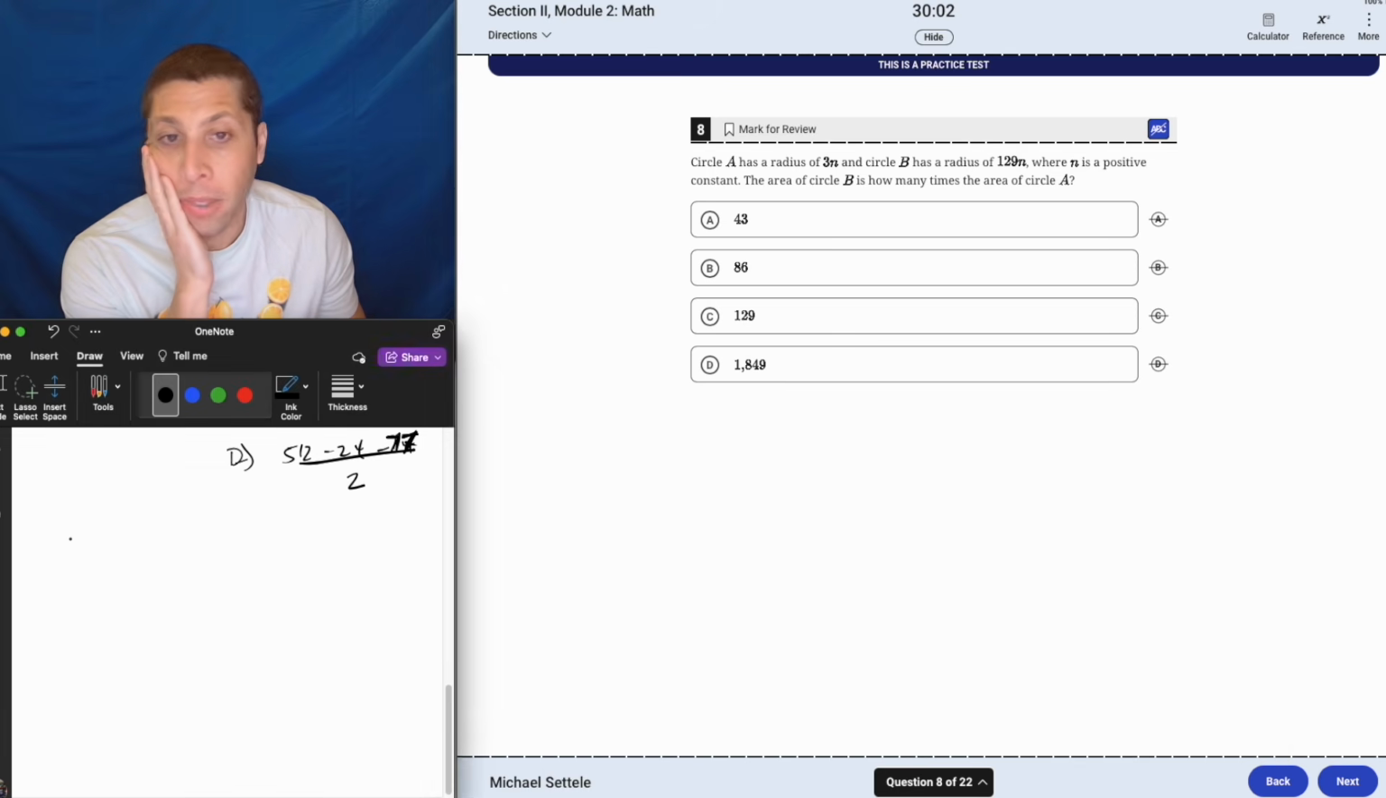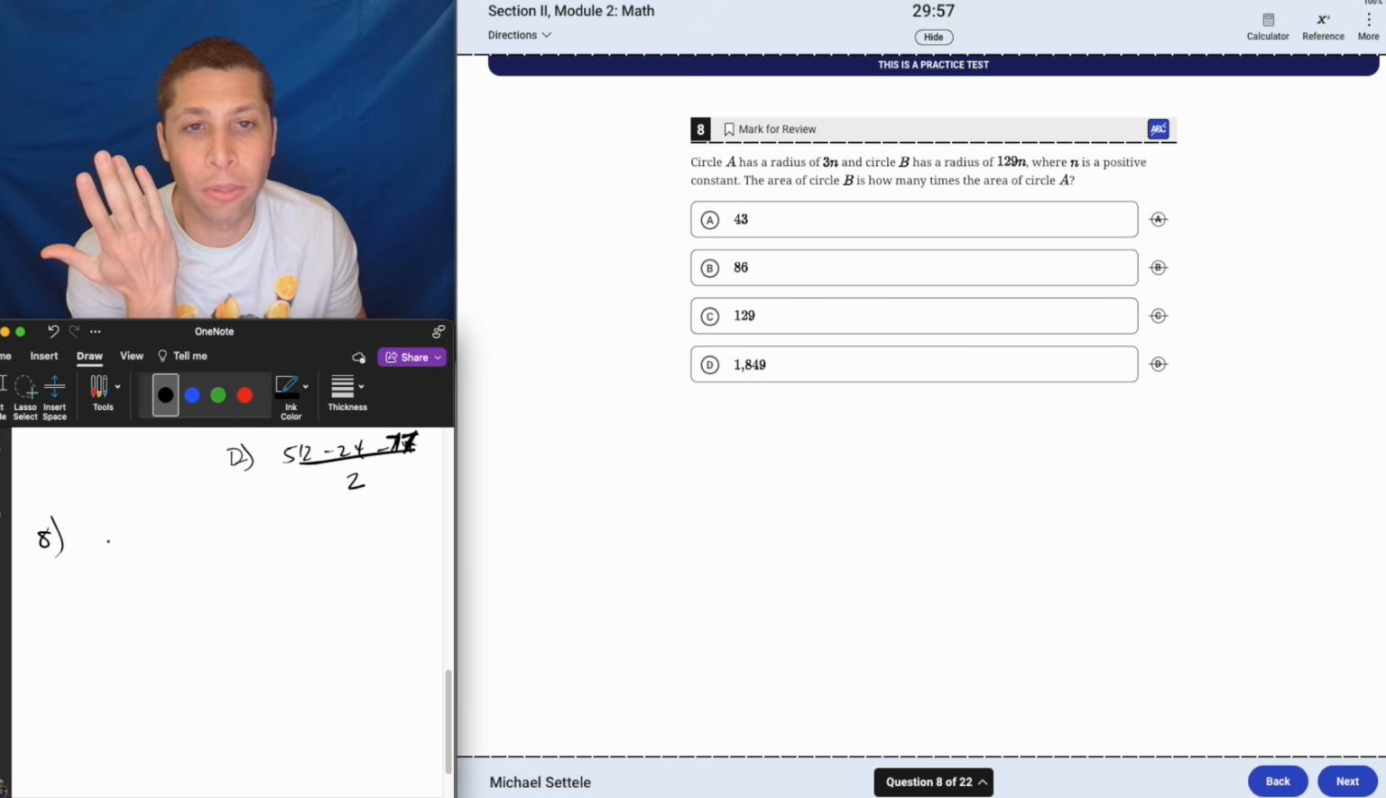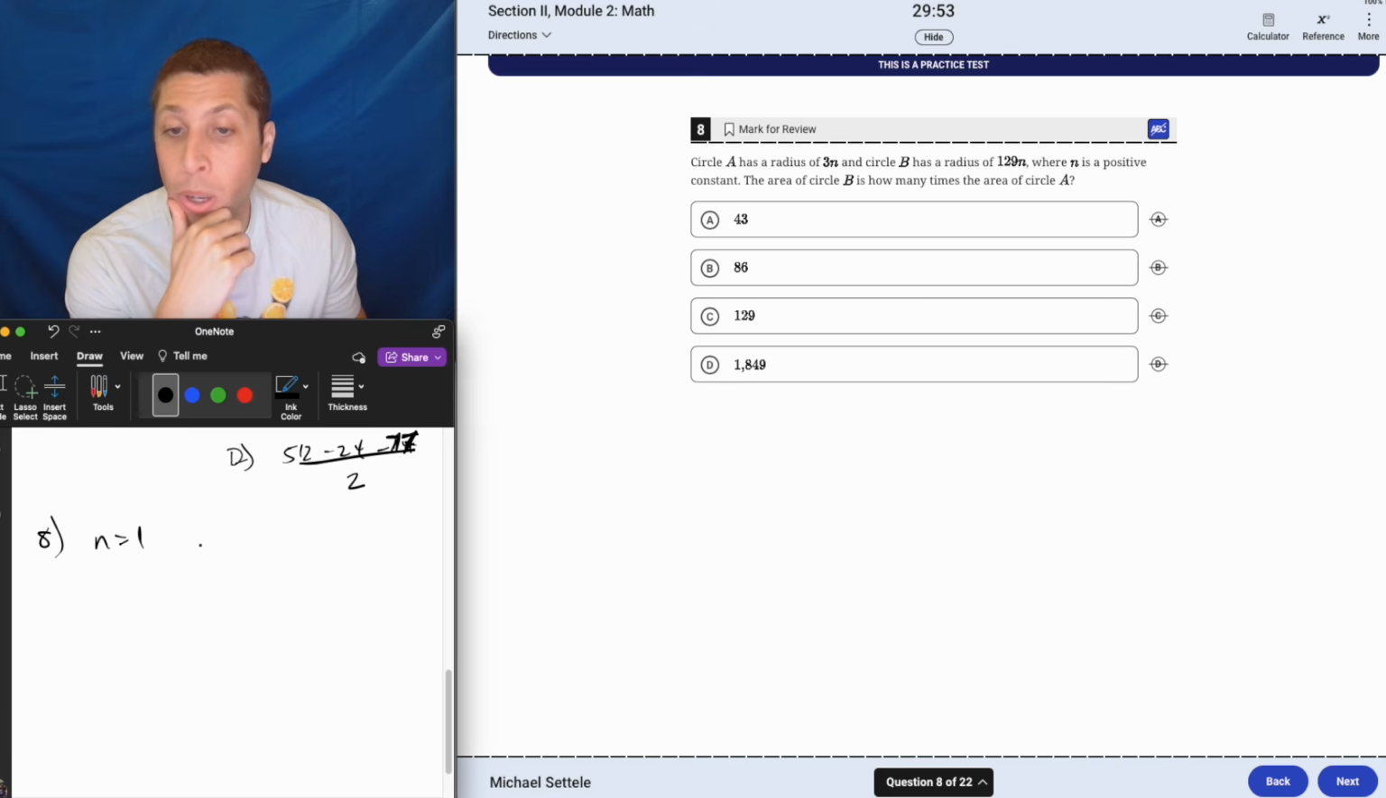Okay, so anytime they give you something and they're missing a key piece of information, right? Circles don't have radiuses of 3n. They're not asking me to solve for n, so n is a positive constant, so how about n is just 1? So circle A has a radius of 3, and we want to compare the areas.